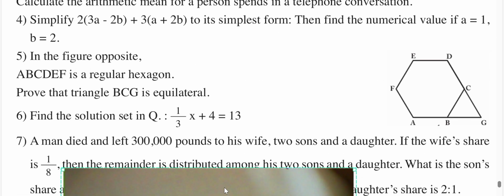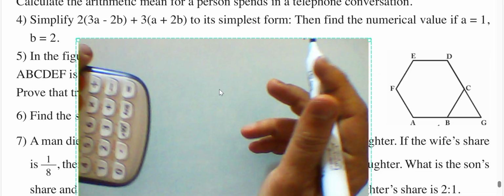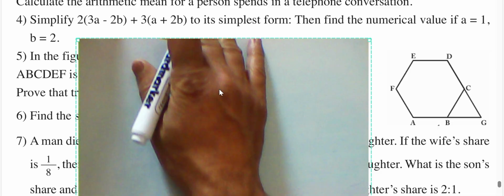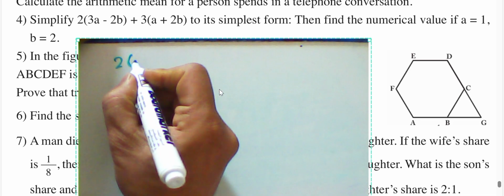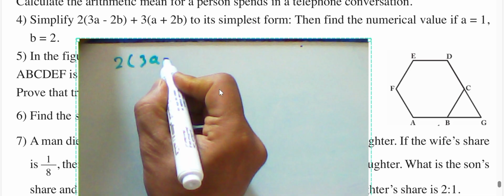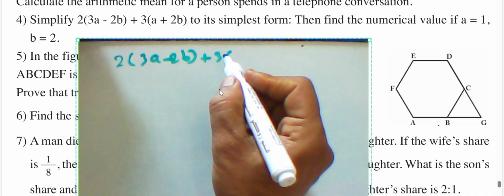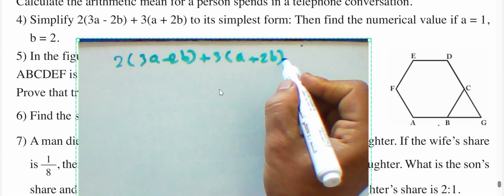Simplify the expression, then find the value when a equals 1 and b equals 2. Okay, we have this expression. Look with me at the steps. We have 2 times (3a minus 2b) plus 3 times (a plus 2b).